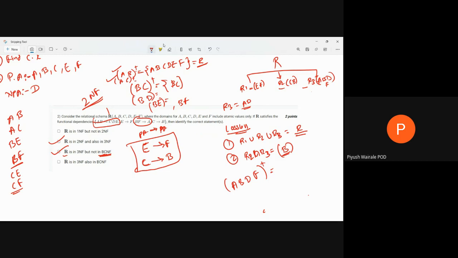Or here you can see what is common here. Take R2 union R3. In this case, only B is common. It will not give us any R2 or R3. Now take R1 intersection R3. What is common? F is common, right? Yes, sir. But will F give us the key? No, right?